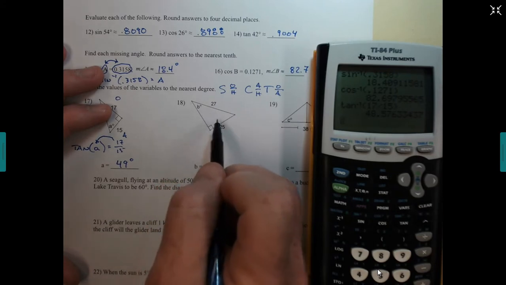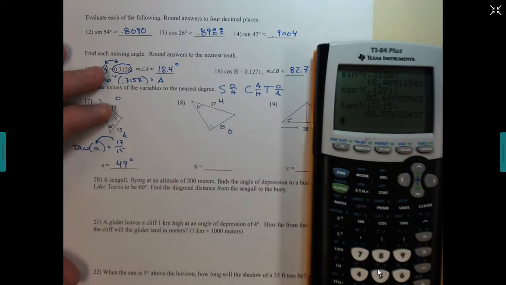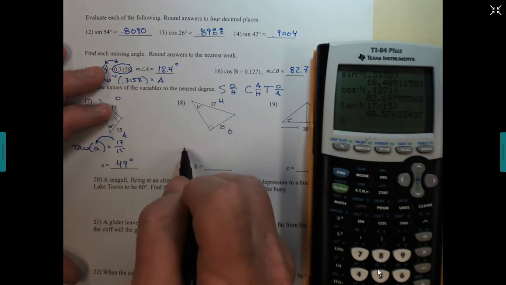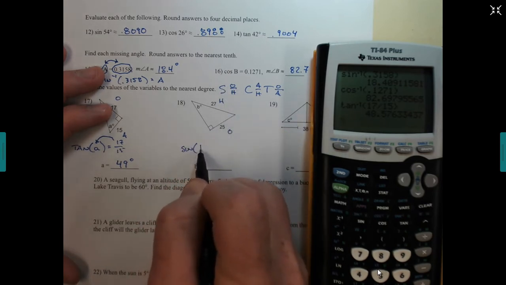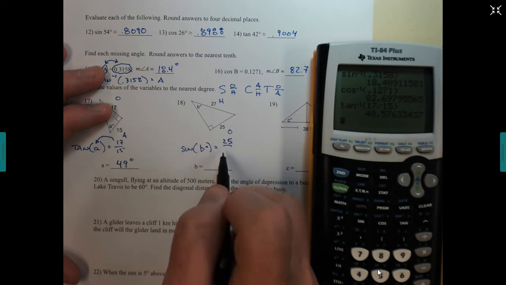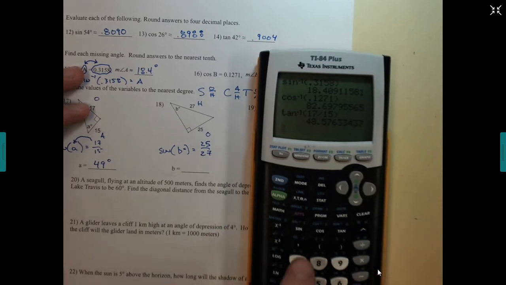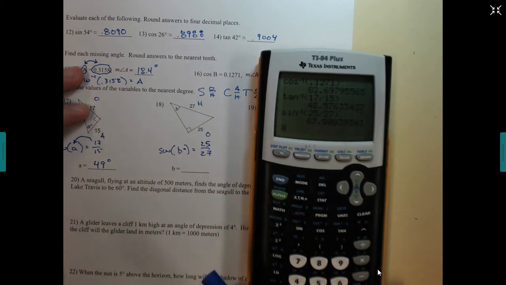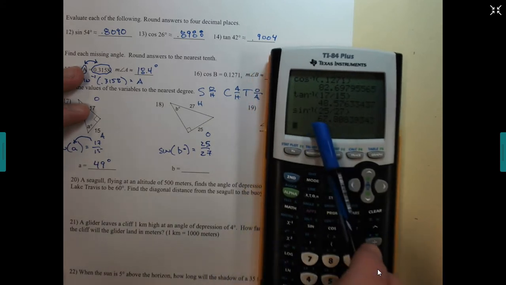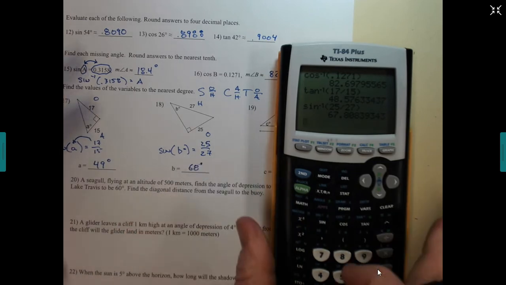Let's play again. I have the opposite side. I have the hypotenuse. I don't have the adjacent, which means this has got to be a sine problem. Sine of b degrees has got to equal the opposite side divided by the hypotenuse. Again, missing the angle. Let's do the inverse. Rounding to the nearest degree, 67.8 means 68 degrees.